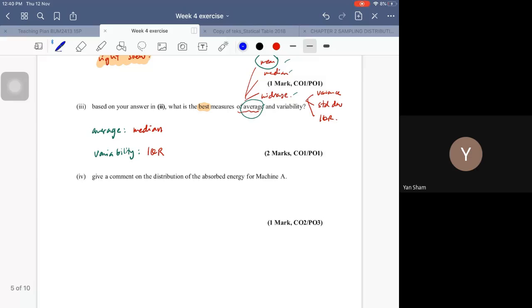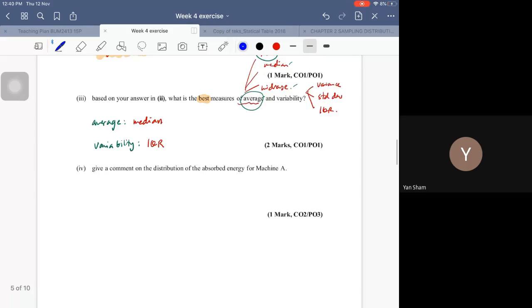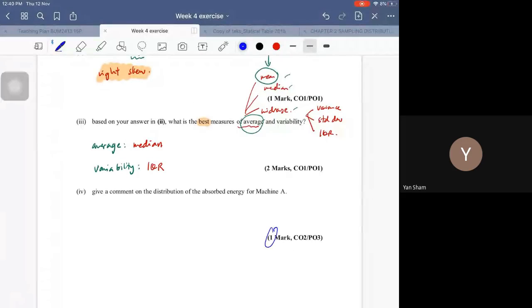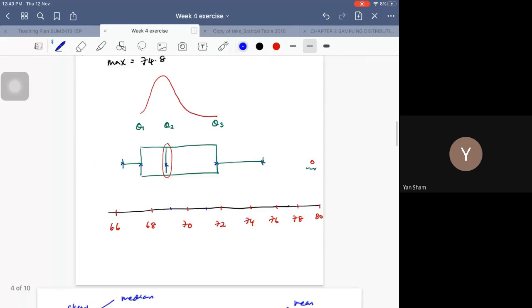Next, for the fourth one, I think this might be the last one for this question. We're going to comment on the distribution of the absorbed energy for machine A. The comment is worth just one mark, so you can comment on either the median or the interquartile range. Either is correct. Commenting is subjective: some people see it one way and others another way. It doesn't matter how you comment as long as it fits the data. For example, I can say things about the median.